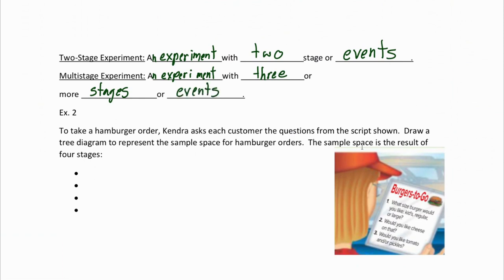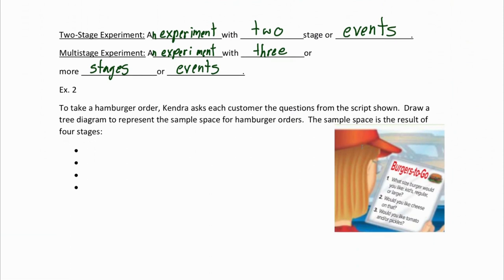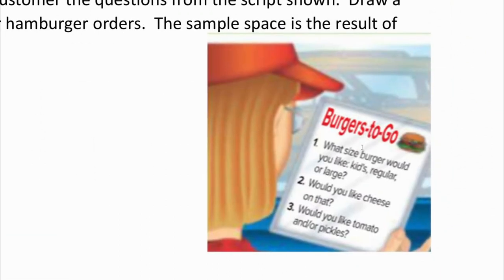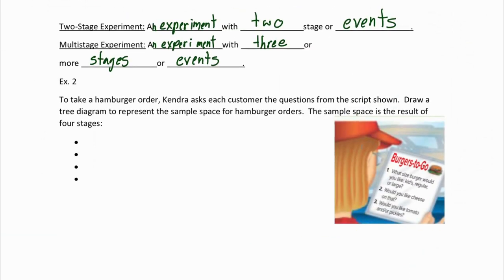So we're going to do an example of this. To take a hamburger order, Kendra asks each customer the questions from the script shown. Draw a tree diagram to represent the sample space for hamburger orders. The sample space is the result of the 4 stages. So we're looking at this image. The first one is, what size would you like, kids, regular, or large? So that would be our first stage, determining the burger size. And we'll abbreviate that: kids, regular, or large.